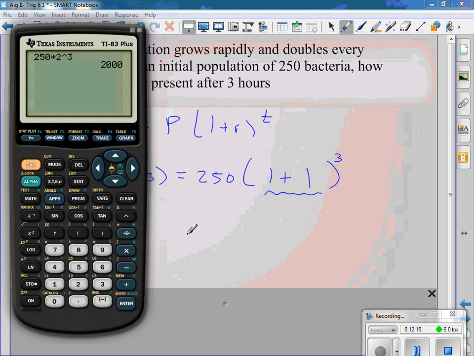After 3 hours, how many bacteria are there? 2,000. In just 3 hours, 250 bacteria became 2,000. If I change this, second, enter. If I change this to a day, what do I have to put here? 24. It's 4.2 billion. There's 4.2 billion bacteria. Now that's saying there's enough food for the bacteria to grow.